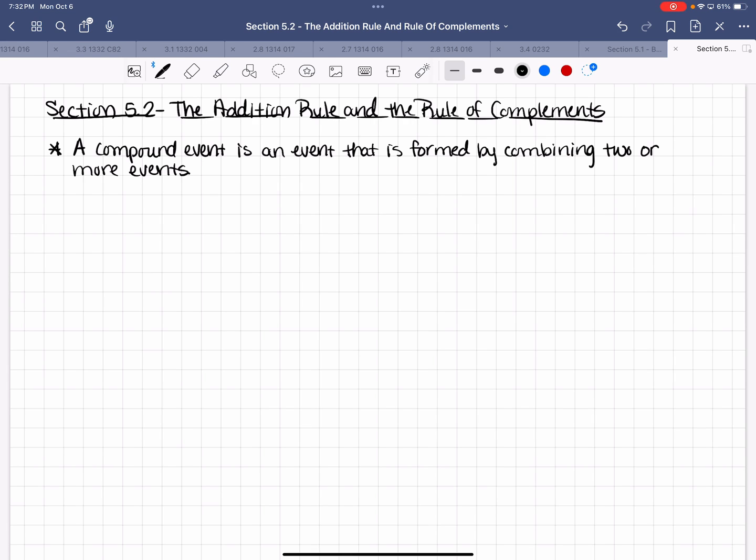Okay. This one will look like the probability of A or B equals the probability that A occurs or B occurs or both occur.